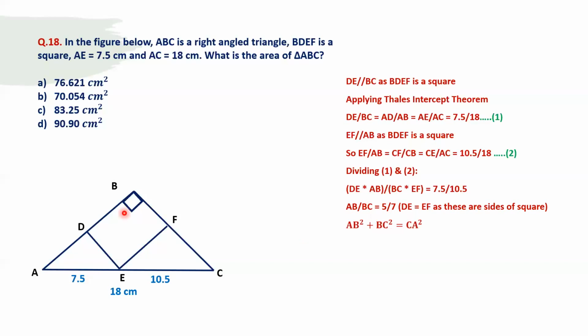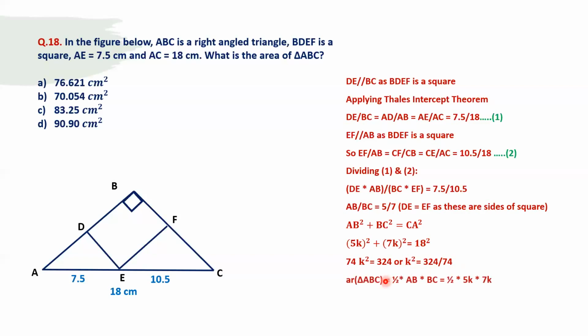Now, in this right angle triangle ABC, we can use Pythagoras theorem here: AB square plus BC square is equal to CA square. And AB and BC are in the ratio of 5 is to 7. So we can assume that AB is 5K and BC is 7K, where K is a constant, right? So we will put 5K, 7K, and CA is 18. If we solve this, we get the value of K square equal to 324 by 74. Now you don't have to calculate the value of K here. Let's stay with K square because this K square can be used straight away later.